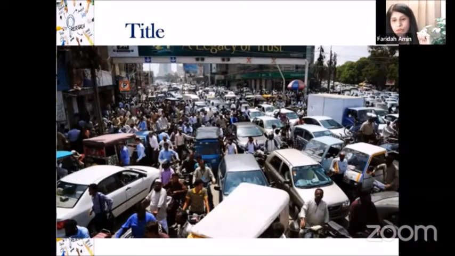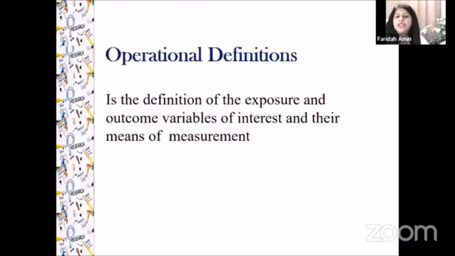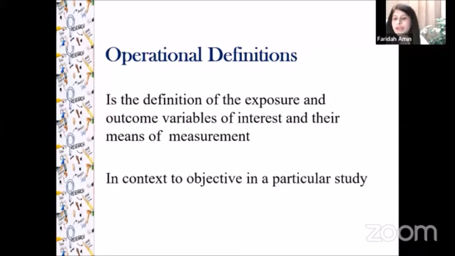Dr. Pragnesh says, how does motorcycle injury relate to cervical spinal injuries? Is that a question, or is that a title of your study? Well, you could use it as both. So methodology, these are the components of methodology, and I'm just going to touch on it, just give you the basics of it. So operational definition. It is the definition of exposure and outcome variables of interest and their means of measurement, but it should be specific to your objective. It's not a dictionary definition. It should be measurable and very pertinent to your study, right?